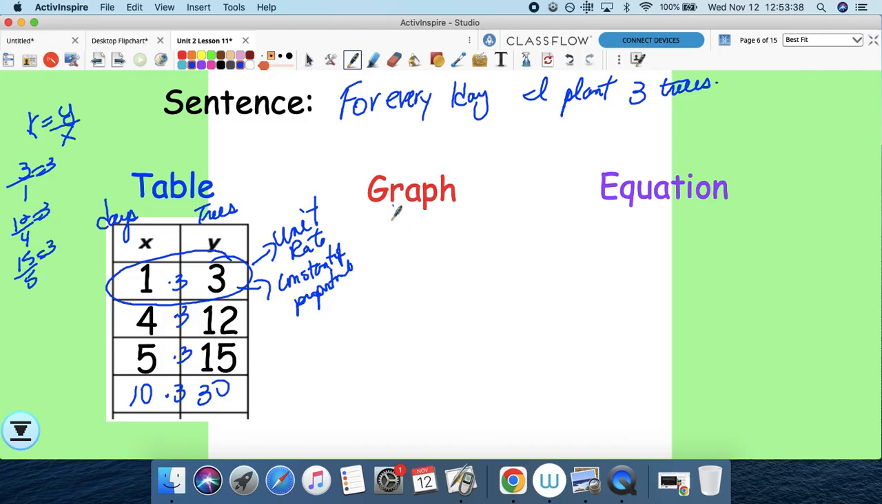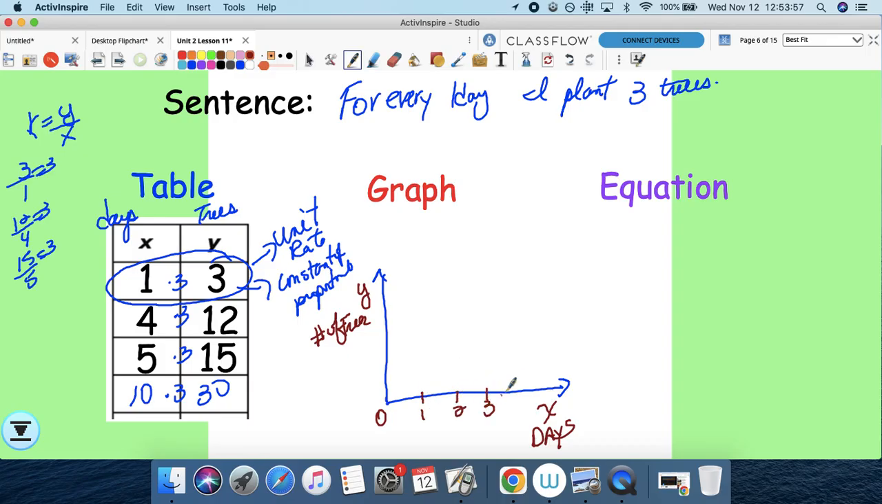So that's that. Graph, how does a graph look? Well, two things. One, I know it's going to be a straight line, and two, it's going to go through the origin. So x is the number of days. Y represents the number of trees that I plant. So 1, 2, 3, 4, 5, and then on the y-axis, let's go by threes: 3, 6, 9, 12, 15, and so forth. So 1 day, 3 trees, 2 days, 6 trees, 3 days, 9 trees, 4 days, 12, 5 days, 15, and so on. Can I connect the dots here?